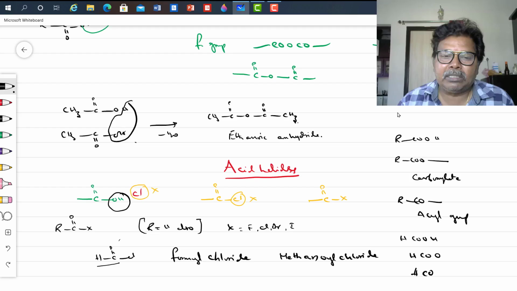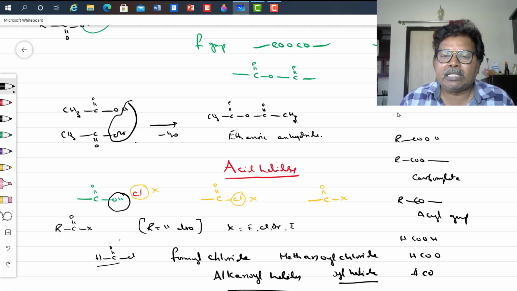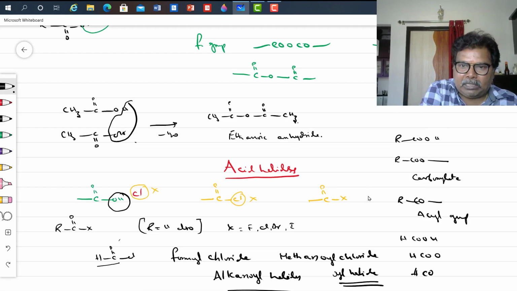So in the IUPAC system, these are called alkanoyl halides. Alkanoyl halides. Oyl halide is a secondary suffix for acid halides. Secondary suffix in the IUPAC system.